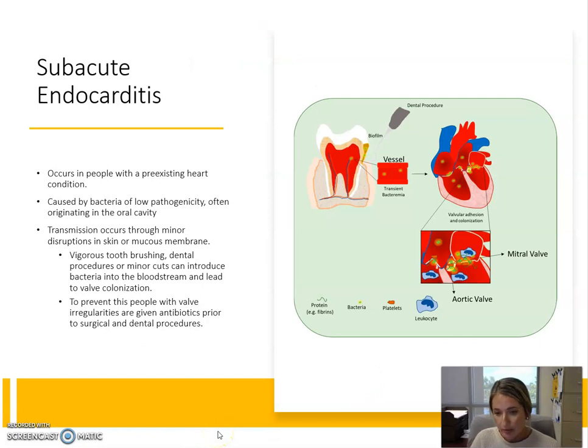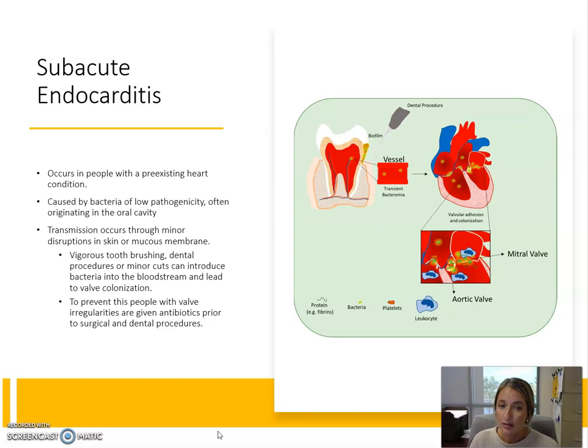So subacute endocarditis is a bit different. The signs and symptoms and the disease progression is the same. What's really different is the causative agent and who actually gets the infection. So in subacute endocarditis, the only individuals that typically get this disease are people with pre-existing heart conditions. So assuming you don't have a pre-existing heart condition, if you got endocarditis, it would likely be acute endocarditis where bacteria were directly injected into the blood.